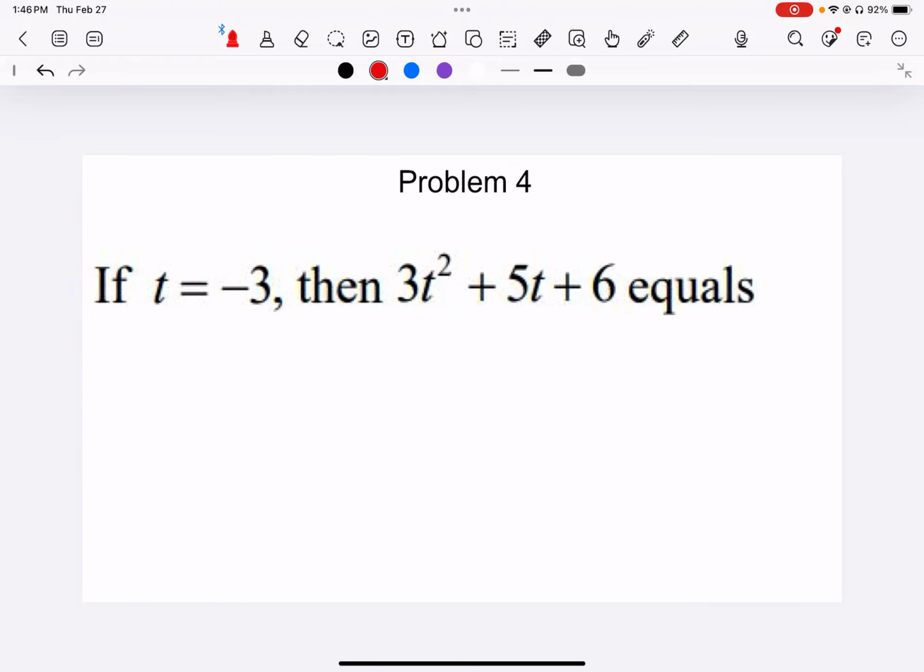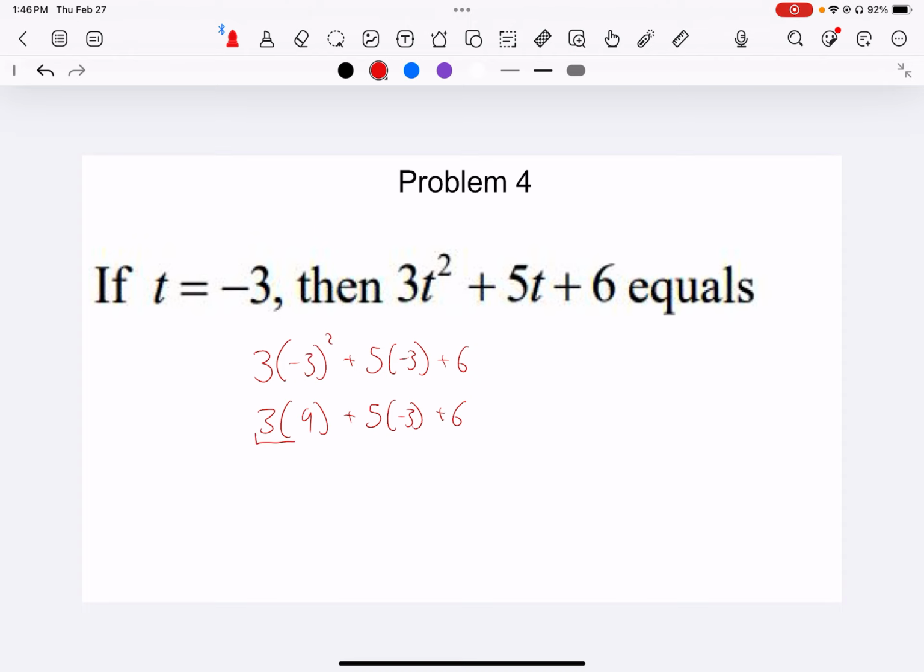If t equals -3, then 3t squared plus 5t plus 6 is equal to what? So now I only have one variable to substitute. So I have 3 parentheses -3 squared plus 5 parentheses -3 plus 6. Exponents first. -3 squared is 9 plus 5 times -3 plus 6.